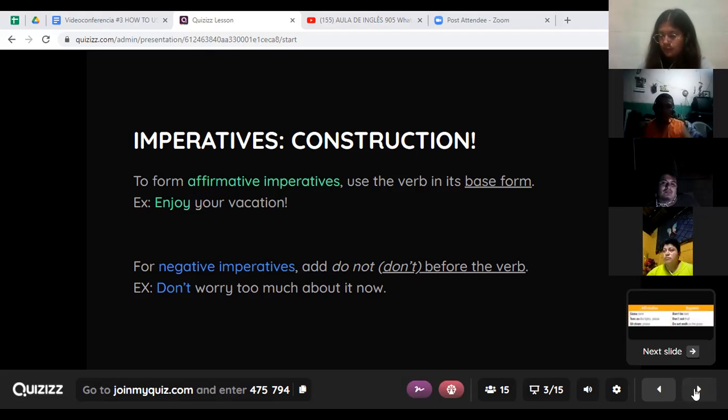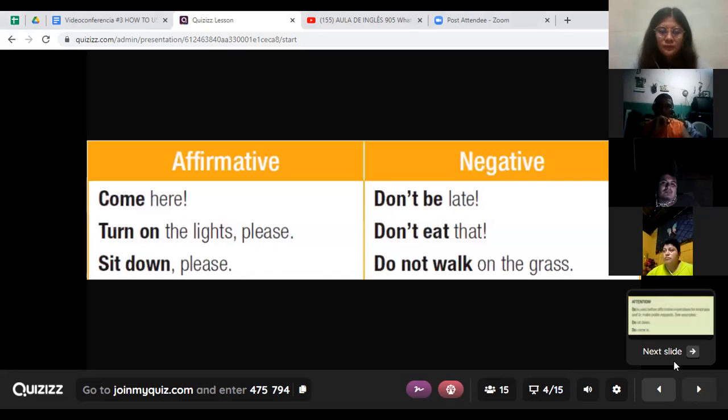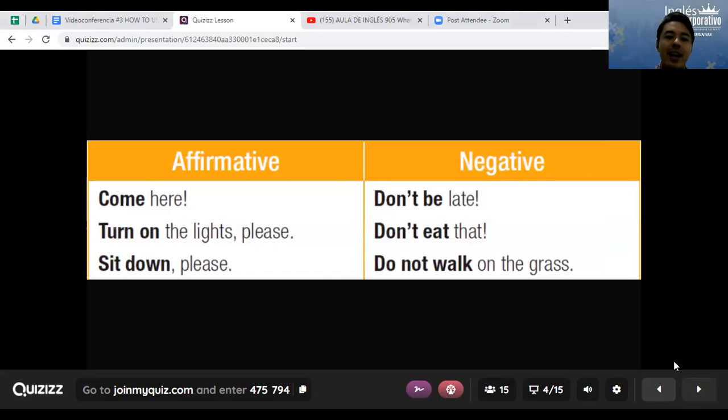Then we have, here we have some examples on affirmative and negative imperatives, like come here, right? Come here, turn on the lights, please. Sit down, please. Stand up, please.